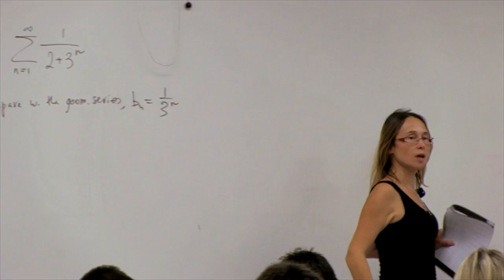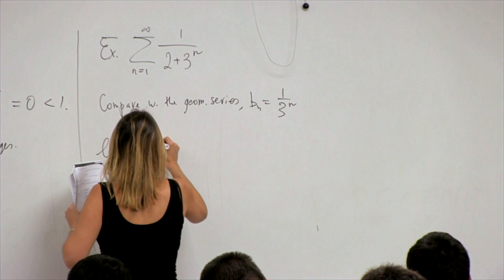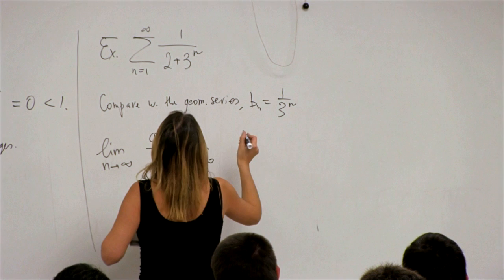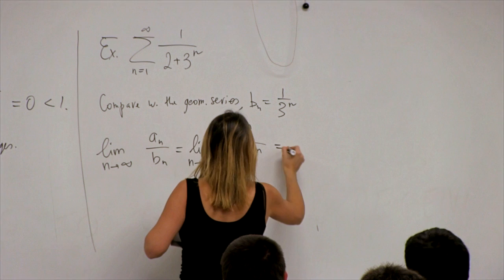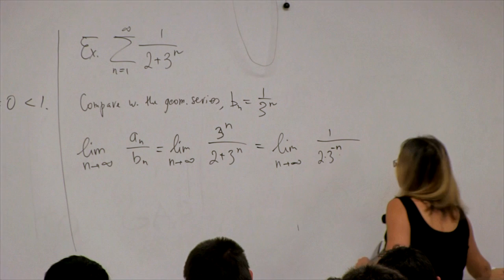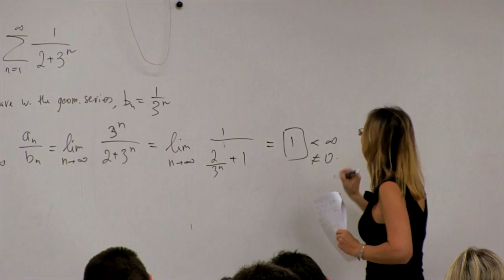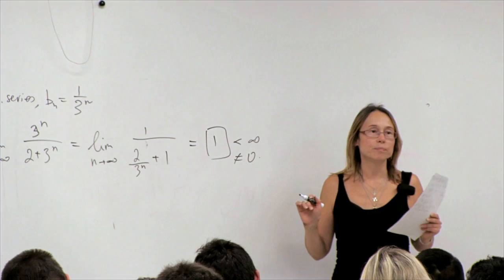So I don't want to worry about a term-by-term comparison, even though I could do it here. I always prefer taking the limit. So I have a n over b n. I have 2 plus 3 to the n, and I have 3 to the n. I can, for instance, divide the whole thing by 3 to the n. That gives 2 over 3 to the n plus 1. And the limit is 1, which is not equal to 0 and is less than infinity. That's all I need. It means that the two series behave similarly in the context of convergence.